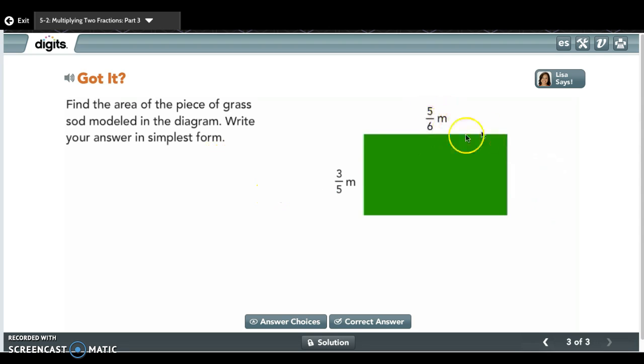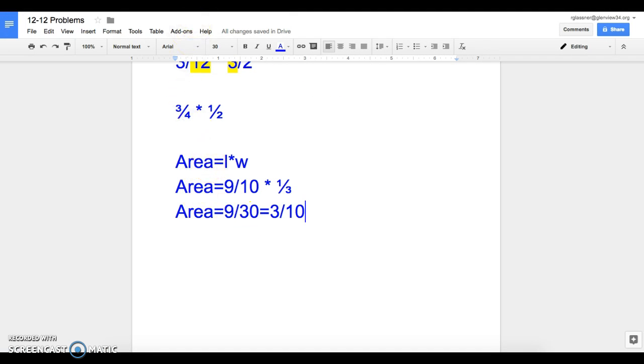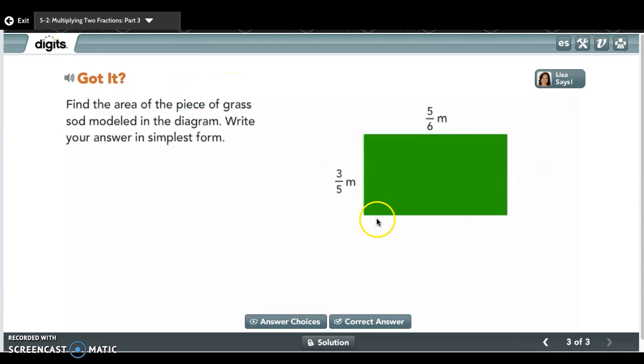So you have 5/6 as your length and 3/5 as your width. Go ahead and solve for the area. And a reminder, area is length times width. So pause the video, take 2 minutes, try this out.